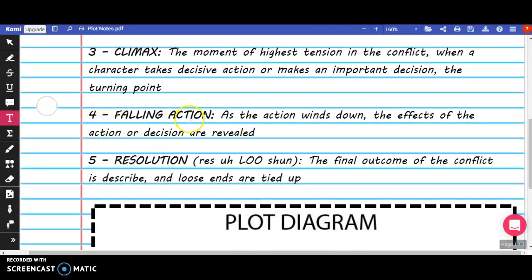Four, falling action. As the action winds down, the effects of the action or decision are revealed. So this means that the effects of the climax are revealed during the falling action.